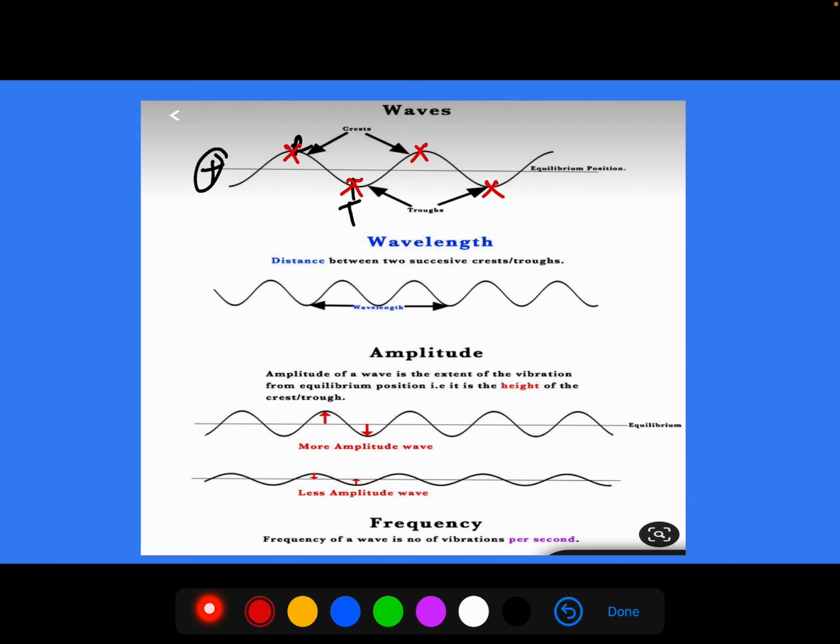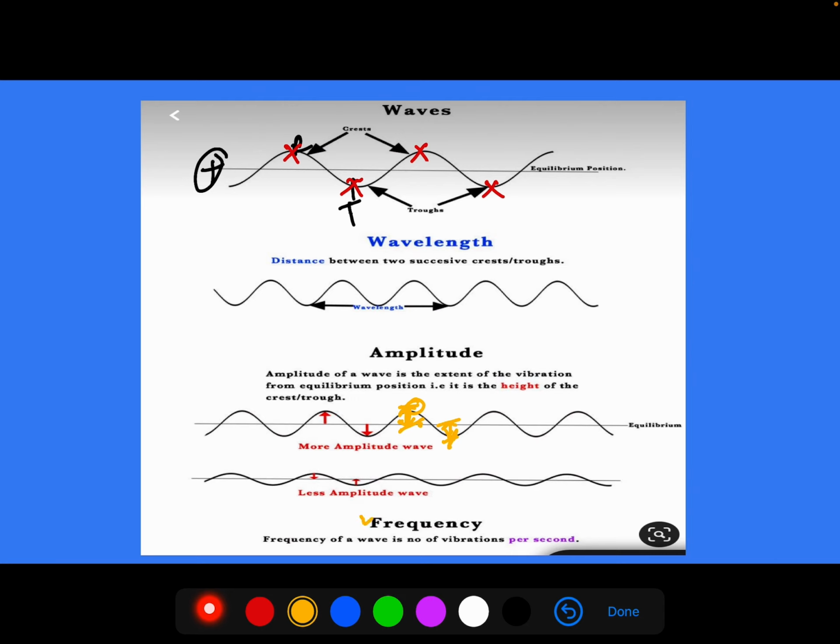And then comes the amplitude. The amplitude of a wave is the extent of vibration from the equilibrium position, that is the height of the crest or trough. The maximum height of a crest or trough: this is the maximum height of this crest and this is the maximum height of this trough. The distance from the equilibrium position to this maximum position is known as amplitude.